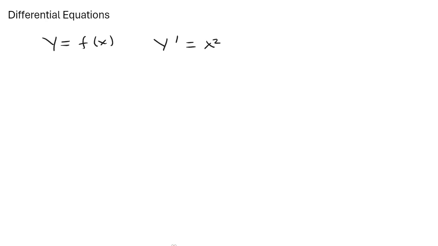The method you would need to solve this is to rewrite the derivative as dy/dx equals x squared. Then from there, you would need to separate the variables, because this type of equation is known as separable, meaning that we can isolate the respective variables and then solve individually. So we could say dy equals x squared dx. But then how do you solve this? You have to integrate on both sides.